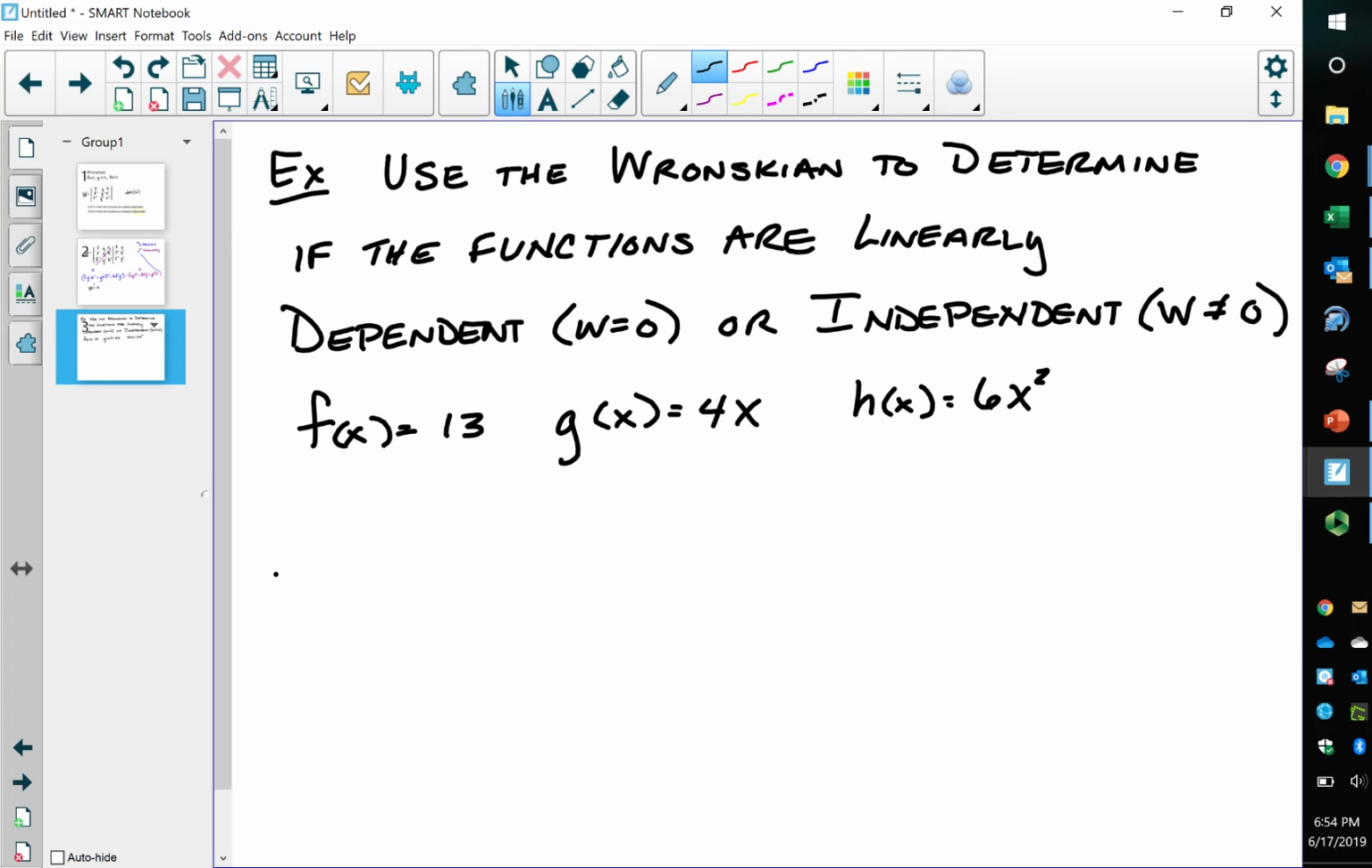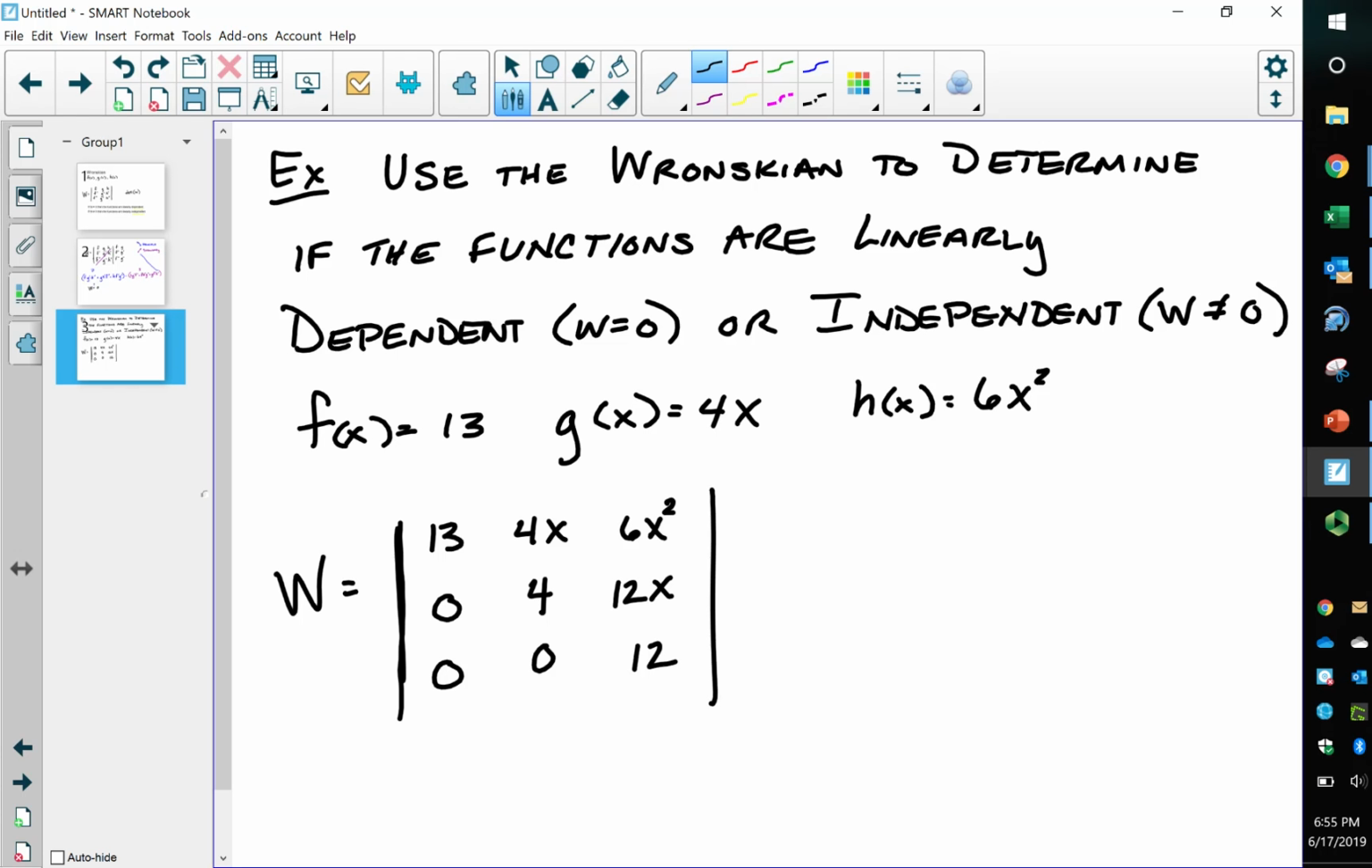So if we write up our 3 by 3 determinant, normally we read matrices by row. We'll put our first row in, so 13, and then 4x, and then 6x squared. There's no comma or anything there. But then when I do my calculations, I'm actually going to do them by column because we're looking for the derivative of each piece. So the derivative of a constant is 0. So that first column is 0 and 0. Our second column, the first derivative is 4, and then the derivative of 4 is 0. In our third column, the first derivative is 12x, second derivative is 12.